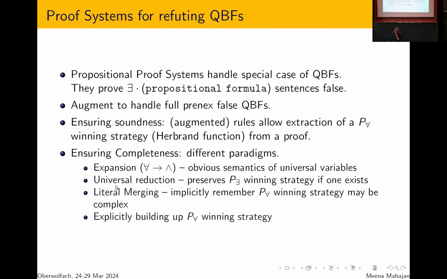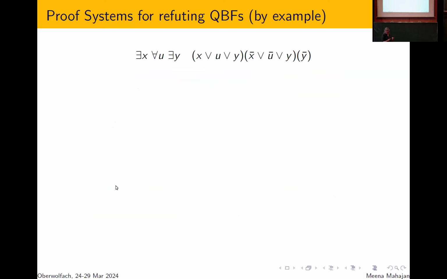And how would you ensure completeness? By deciding what extra rules to throw in. There are many different ways in which this is done for QBFs. There's the expansion paradigm, there's the universal reduction paradigm, there's the literal merging paradigm, literal merging as well as building up. And I think these will make more sense through an example. So let me just give an example.